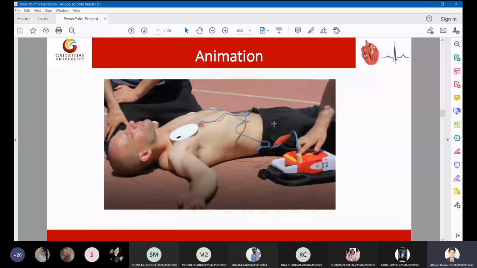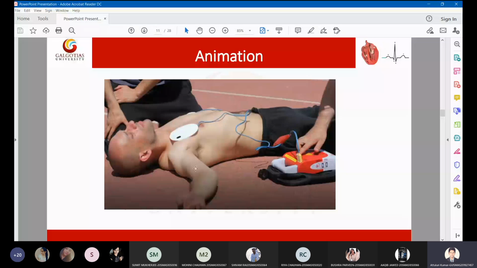We need to ensure that no one is touching the patient, and also we need to ensure there are no electrical devices on the patient, either in the pockets or inside the patient. Inside the patient, I mean, some will have ear implants like audio devices, or someone will have pacemakers. To such persons, we should not give AED. And also AED is not recommended for children. Children below 8 years are not recommended for AED.